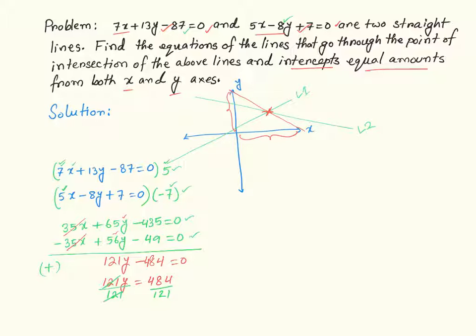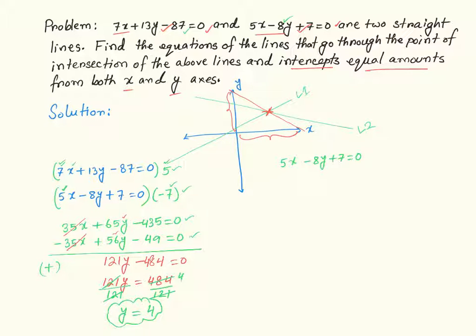121 is going to cancel out. That's going to give me y on the left, and on the right hand side 121 goes into 484 4 times. So my y is 4. Now I could take this y value and plug it into one of the original equations and I should get the x value.